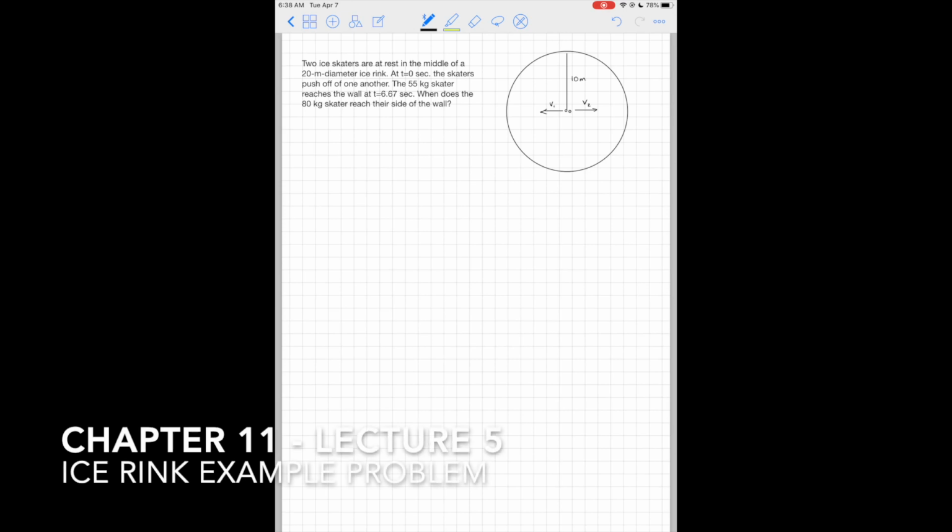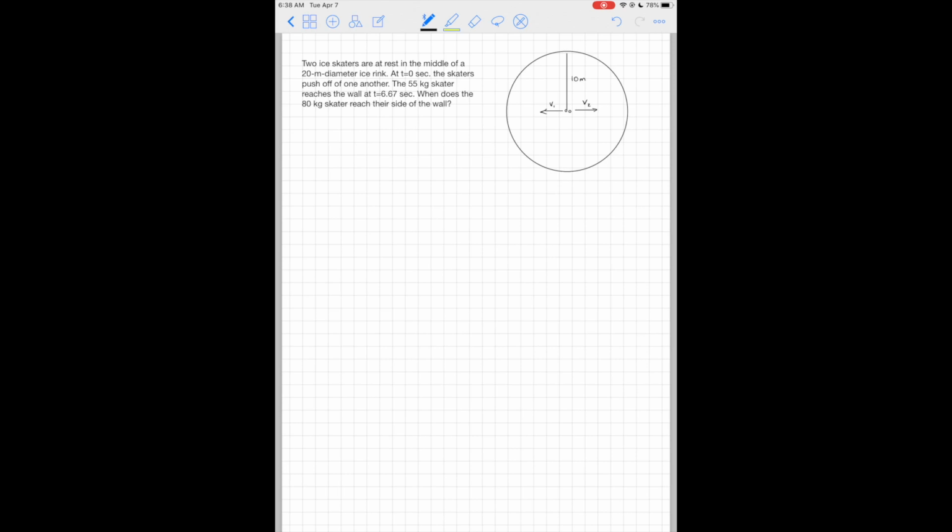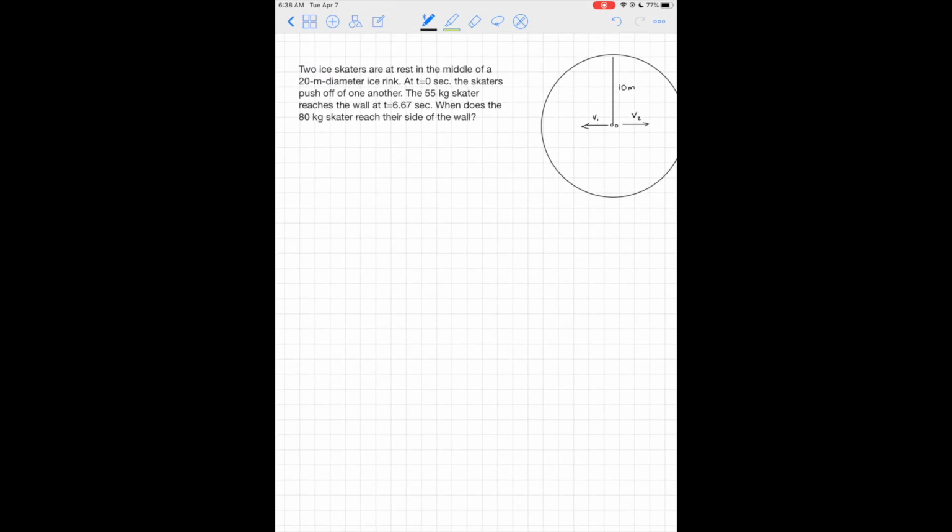Hello, folks. So, we are back talking about an ice skating rink problem. I want to do a quick worked example to illustrate what we're talking about when we say that we're conserving momentum. The problem reads that we have two ice skaters at rest in the middle of a 20-meter diameter ice rink. At t equals 0 seconds, the skaters push off of one another.